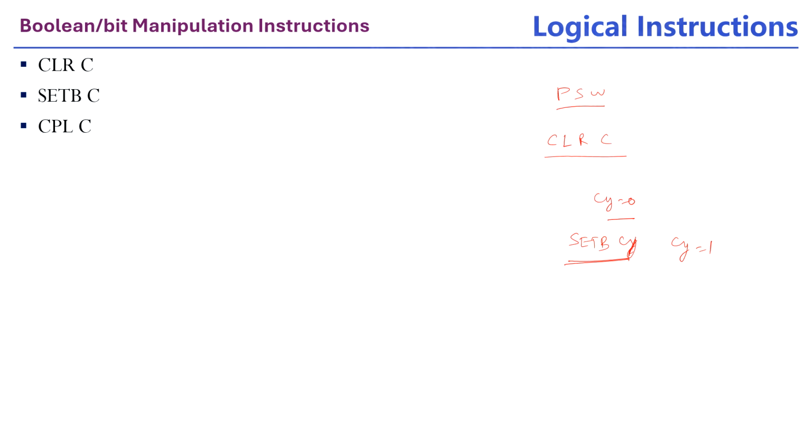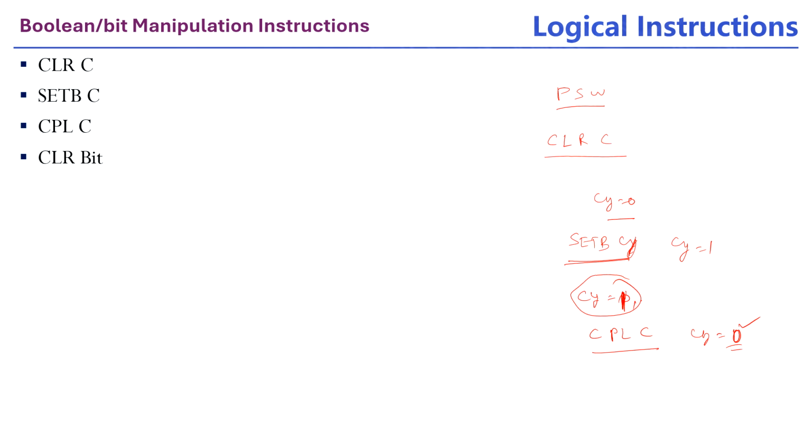Complement carry. So the carry flag within the PSW will be complemented. Suppose for example, it is equal to 0 actually, but you executed CPL C, complement carry. After execution of this instruction, the carry flag will be set to 1. Why? Because it is complemented. 0 means 1. If it is 1, its complement is 0. So based on the carry flag, the inverted value will be available in carry.